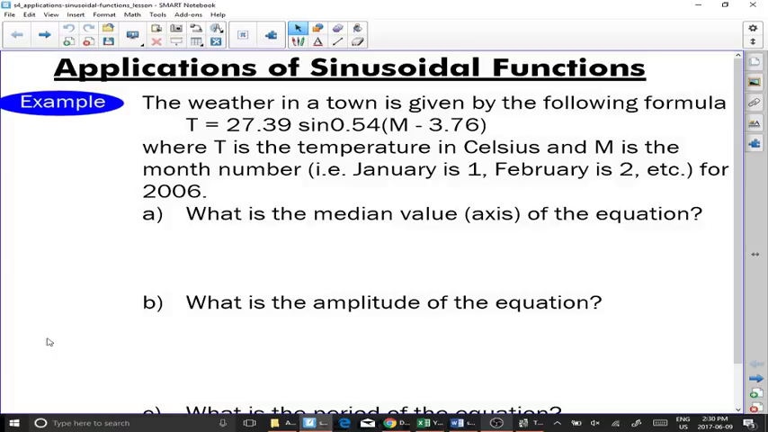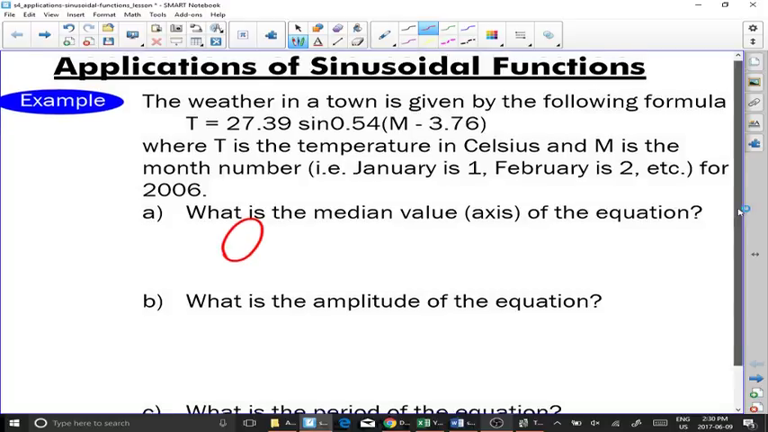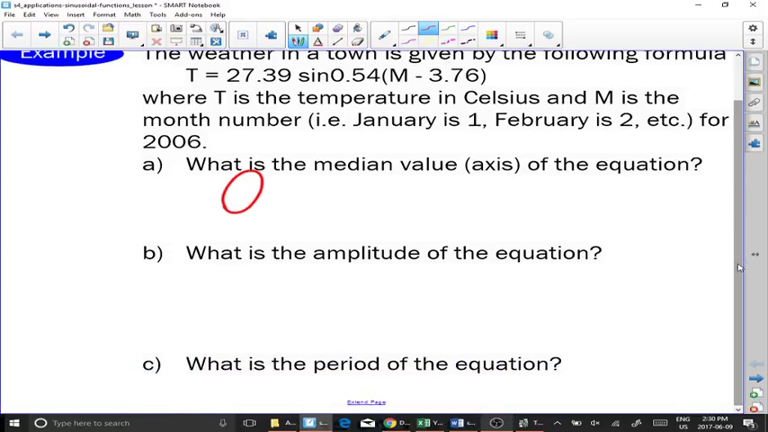And we're talking about the year 2006. So 1 is January of 2006 and so on. What's the median value of the equation? 0. So that's the answer to part A, is it's just 0. That's the D value, so it's 0. What's the amplitude of the equation? 27.39 degrees Celsius. What's the period?